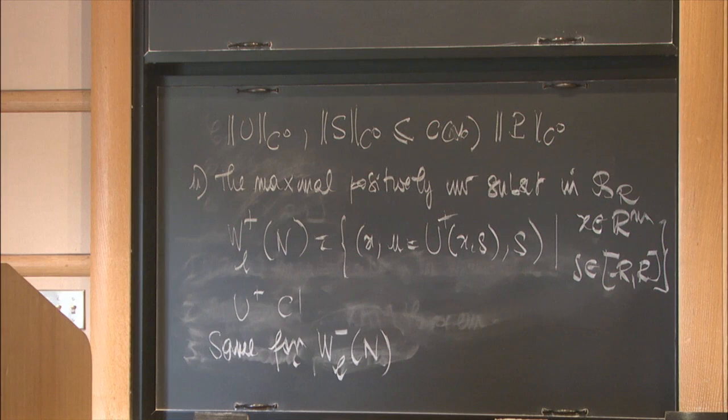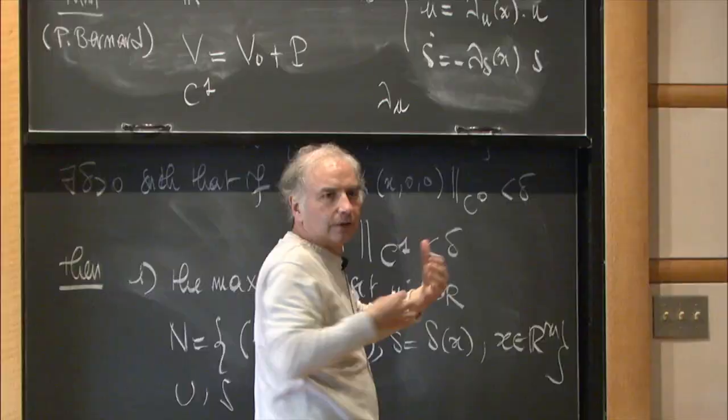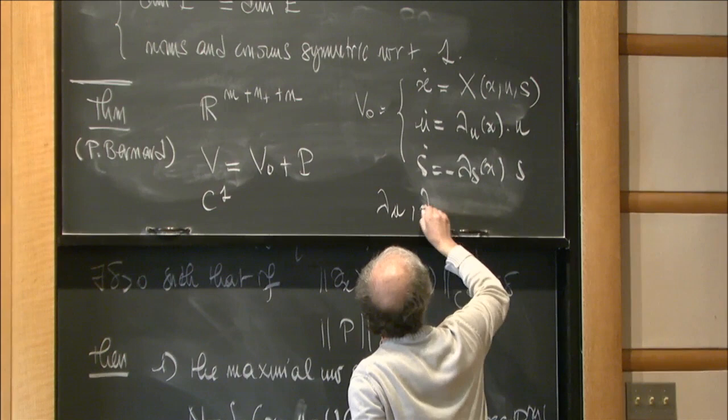Sorry, I forgot something which is very important. You need some uniformity, of course, because it's non-compact. So lambda u, lambda s are larger than some lambda which is positive everywhere.